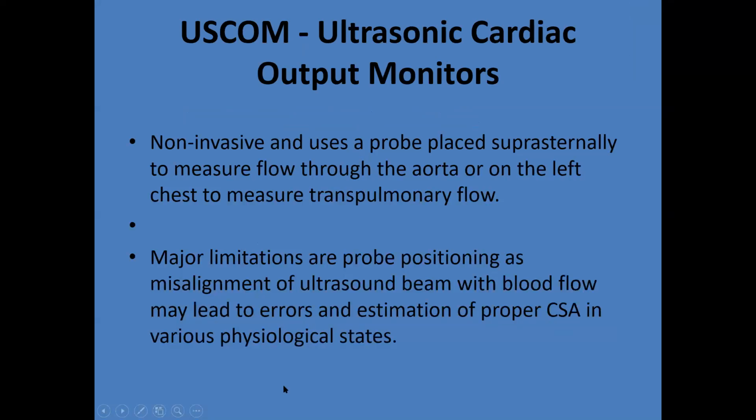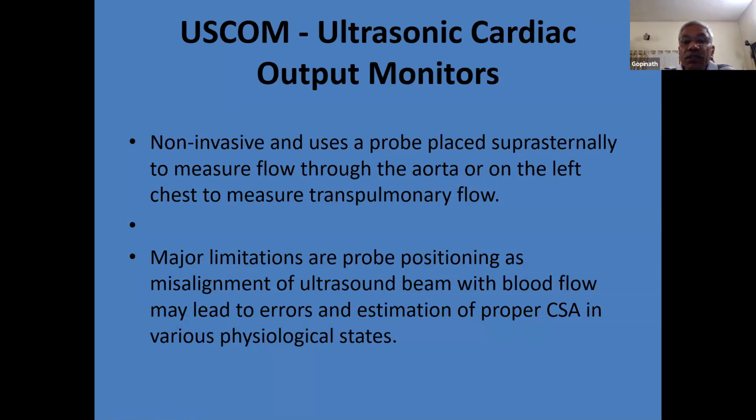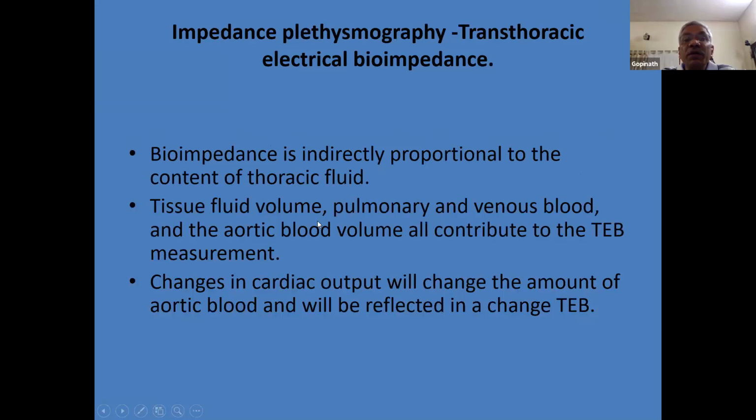Okay, right. So the ultrasonic cardiac output monitors can measure these at the suprasternal level. They can measure through the aorta, or on the left side of the chest to measure the transpulmonary flow. The limitation being the alignment of the probe is difficult, and this may lead to errors of cross-sectional area in various physiological states.